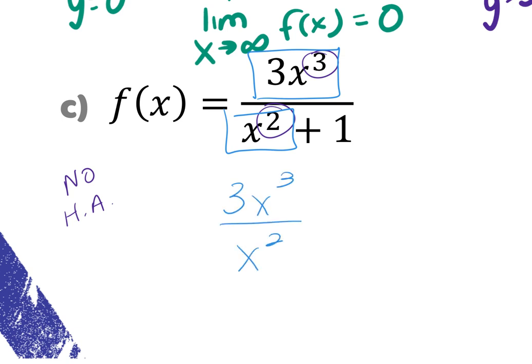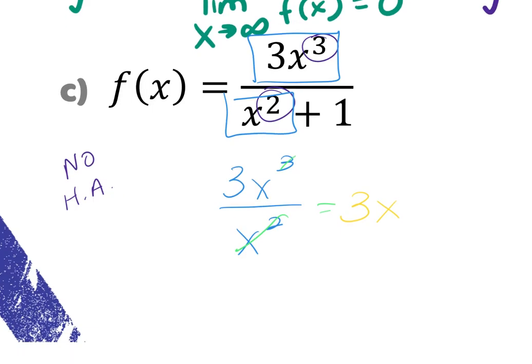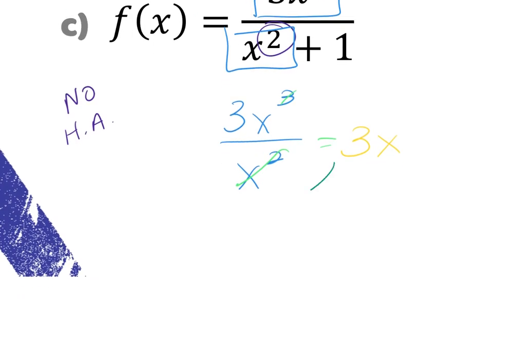We simplify. I can cross out 2 x's and I get 3x. And then for left-hand behavior, I plug in negative infinity. And for right-hand behavior, I plug in positive infinity. So 3 times negative infinity is going to be negative infinity. 3 times positive infinity, positive infinity.